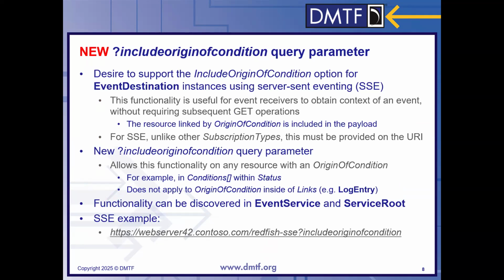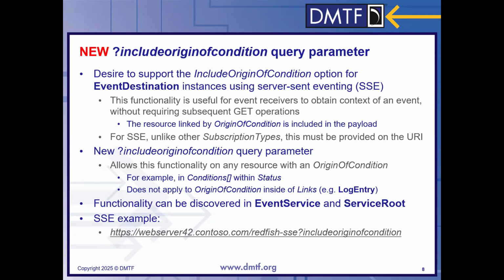All right, thanks, Jeff. So as we indicated earlier, there's a new query parameter defined in the specification called includeOriginOfCondition. The reason for this addition is that today in the post-back event notifications, you're allowed to set subscriptions to include the origin of condition as an expanded reference. That way, when you get an event back about some sort of alert or other condition, you also have the resource in question, so you don't have to do a subsequent get operation afterwards.